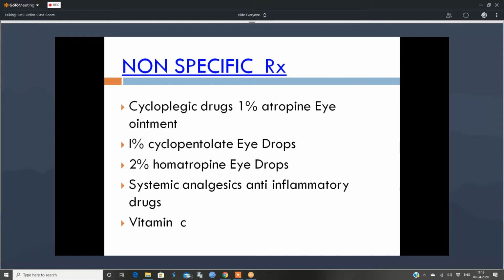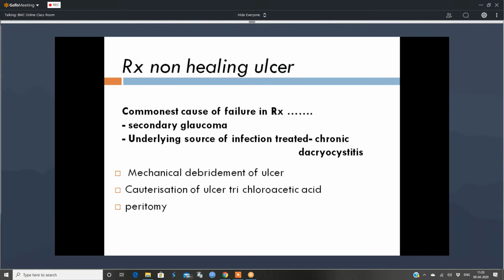Okay, so the drugs of choice here would be either 1% atropine eye ointment or 1% cyclopentolate or 2% homatropine. These are the most important drugs for your treatment. So you have to first treat it with antibiotics, then any of the cycloplegic drops. Apart from that, you can give a systemic anti-inflammatory or analgesic drug and vitamin C, because vitamin C helps in faster healing, as you all know. Okay, so this is about your treatment in general.